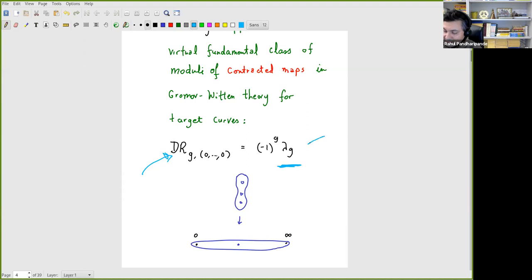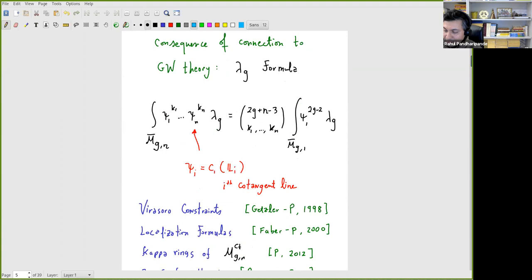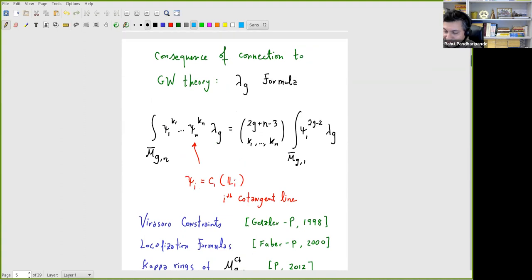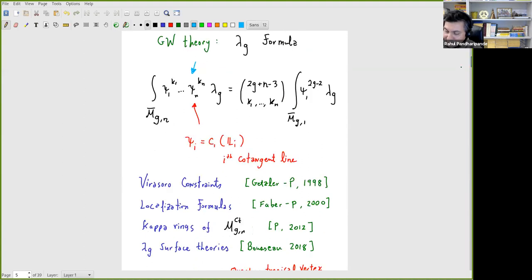Because it appeared here, it led to some formulas. It's amazing to say, but this stuff is almost two decades old now. The lambda g formula tells you how to integrate against lambda g, and it's a spectacularly simple formula with just a binomial coefficient. And these are the cotangent lines. This connection with constant maps in Gromov-Witten theory led to predictions of these formulas from the Virasoro constraints, and then the proofs. The first proofs of these formulas came from playing with localization, and lambda g plays a role in that.